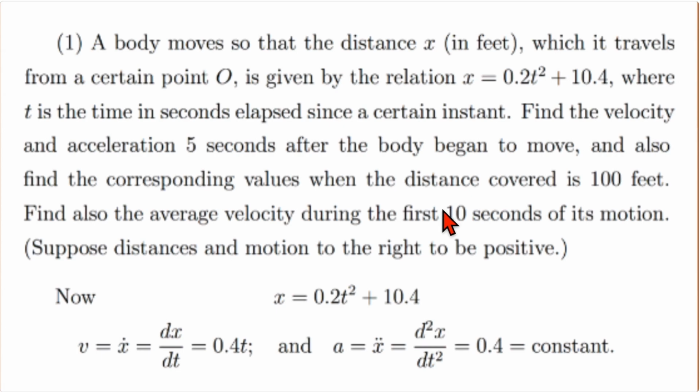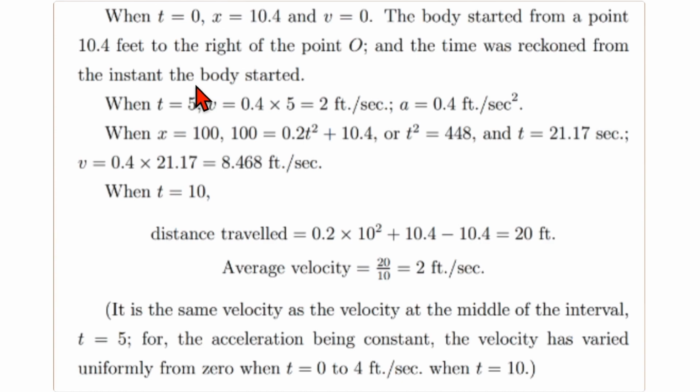You're going to calculate the average velocity at 10 seconds. Here are the 3 equations: distance as a function of time, velocity as a function of time, and acceleration as a constant. Here's the calculation for time at 5 seconds, distance at 100 feet, time at 10 seconds, and this gets to calculating the average velocity compared to the instantaneous velocity at 5 seconds. So average velocity at 10 seconds, and how does that compare to the instantaneous velocity at 5 seconds?